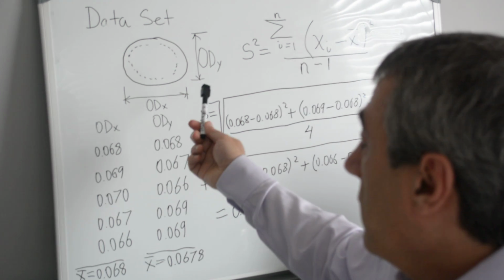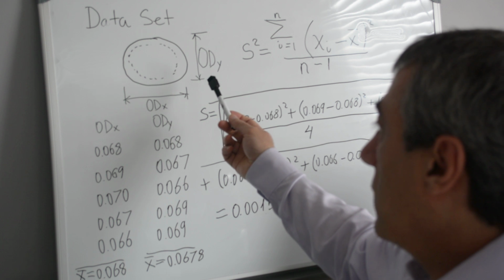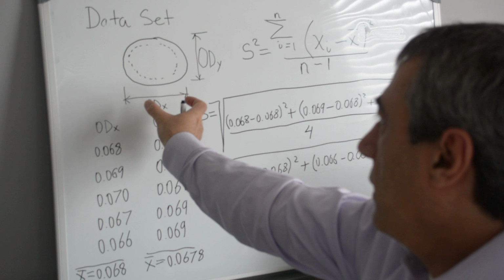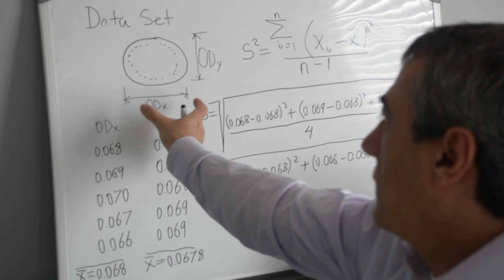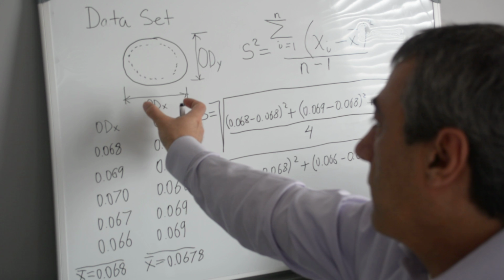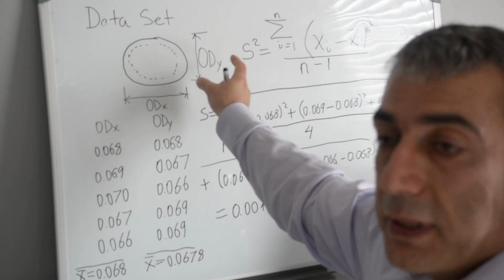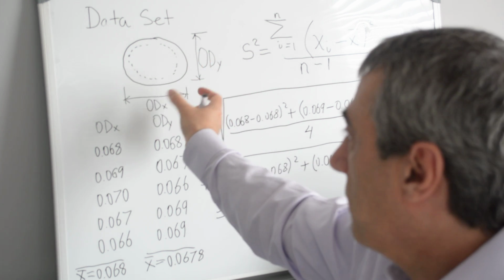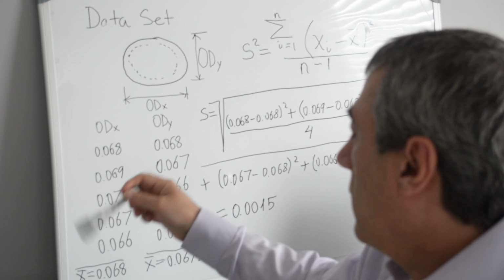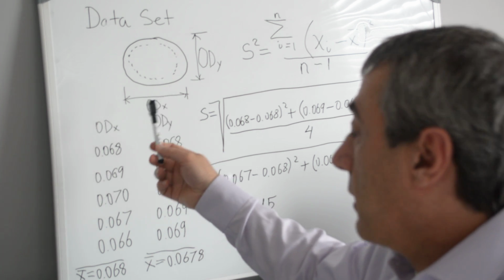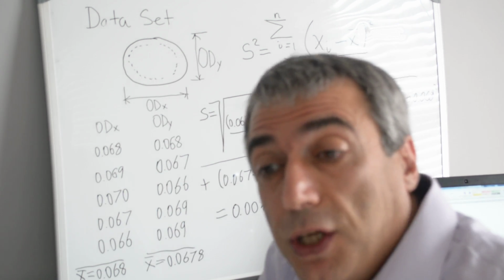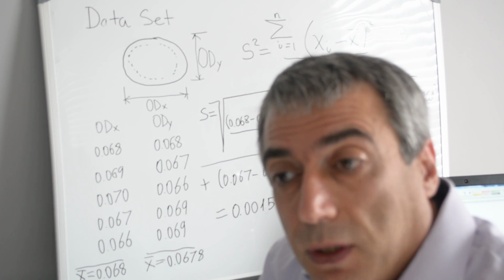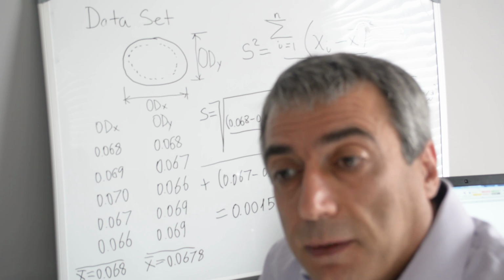Certainly that information is going to give us insight into whether, if in the X direction the OD is getting smaller, we see some change in the OD in the Y direction, and vice versa. If in the X direction the OD gets larger, whether we see some change in the Y direction. So we are going to cover the correlation in the next video.